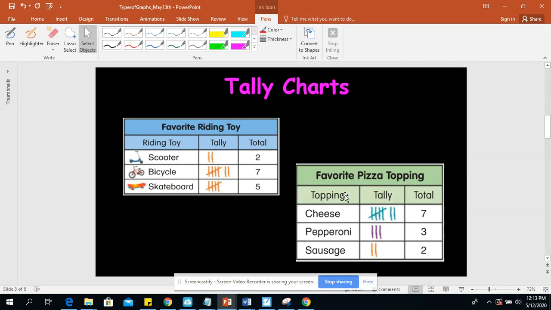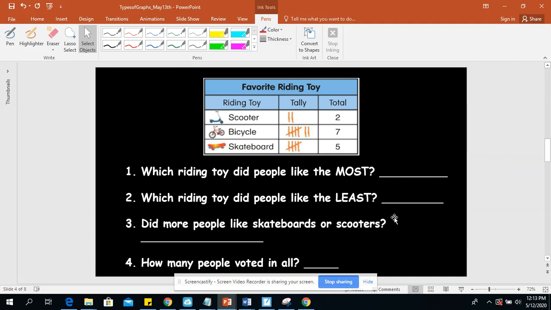Here are 2 examples of tally charts. They show information using tally marks. Let's practice reading a tally chart. So here's our tally chart, and the title is Favorite Riding Toy. So this chart gives us information about people's favorite riding toy. The options are scooter, bicycle, and skateboard.